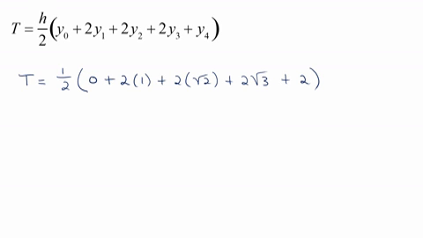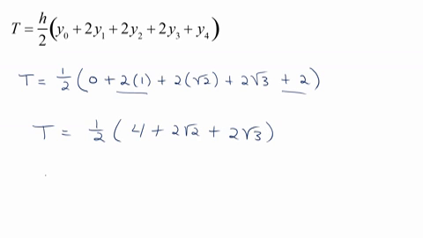Now we do the arithmetic. So T is equal to 1/2 times 0 plus, here's 2 and another 2 make 4, plus 2 root 2 plus 2 root 3, and T is approximately equal to 5.146.